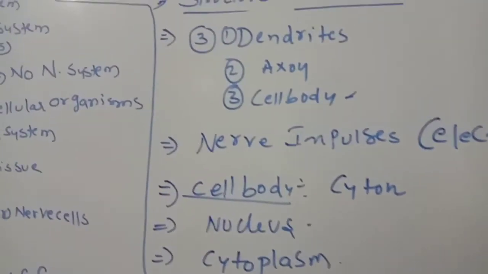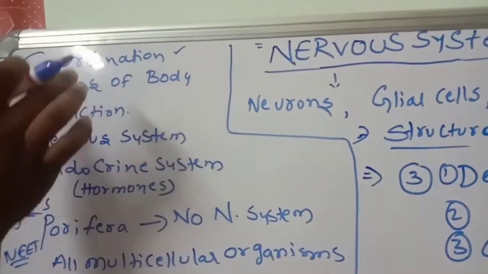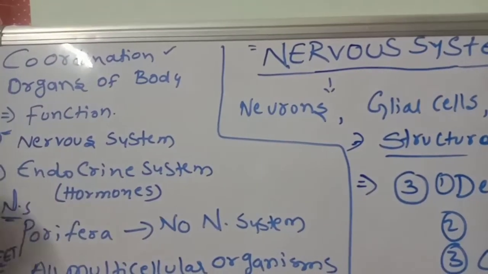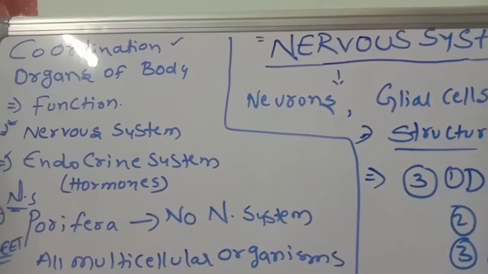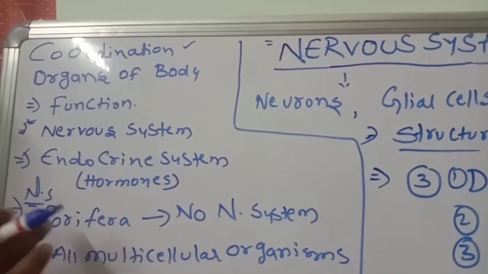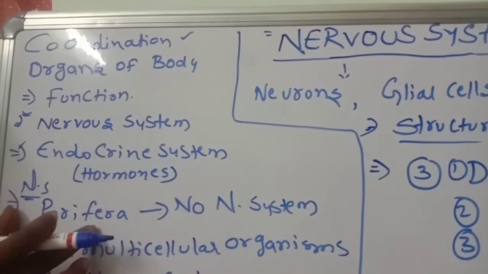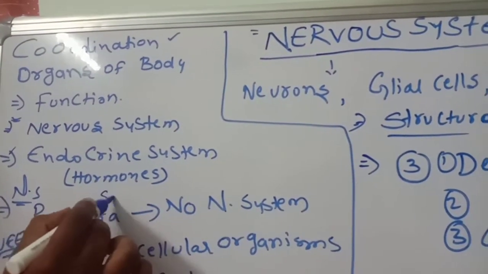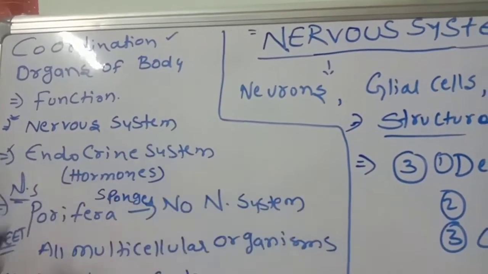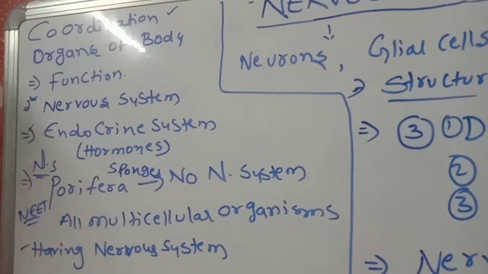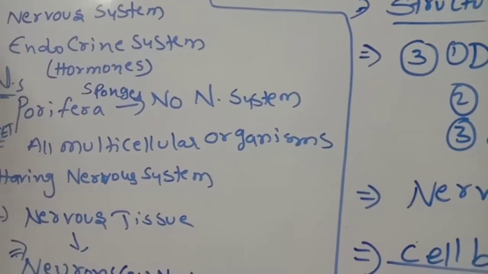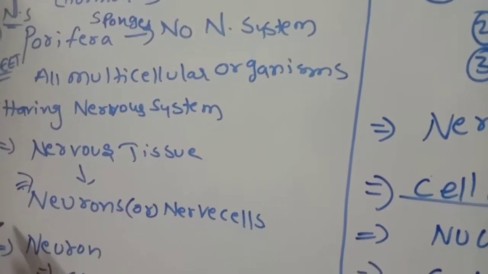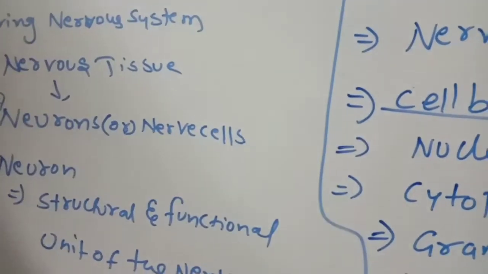Once again, we will discuss coordination between the organs of the body. Coordination is required to perform the body functions. From the coordination point of view, there are two systems. One is the nervous system, another is the endocrine system. In invertebrates, all multicellular organisms have a nervous system, but poriferans, sponges, have no nervous system. The nervous system is made of nervous tissue. The nervous tissue contains neurons or nerve cells. The neuron is the structural and functional unit of the nervous system.